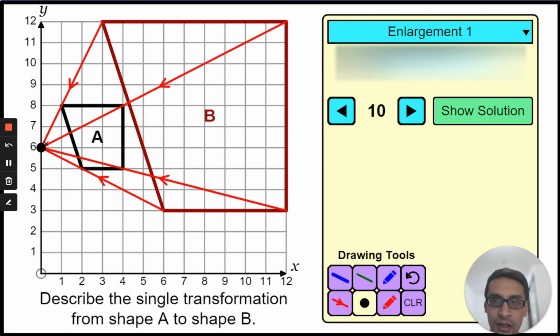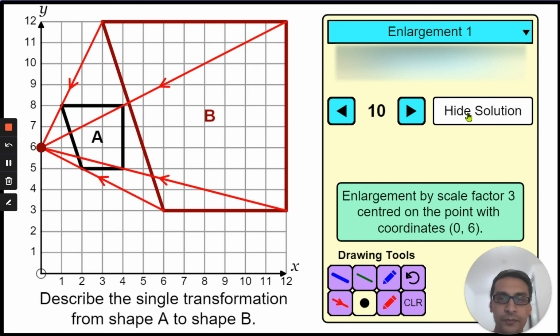Now your answer has to have 3 parts. You have to say it's an enlargement, you have to say what the scale factor is. So the scale factor goes, the length here, we're going from A to B, remember, so it goes from 2 to 1, 2, 3, 4, 5, 6. So the scale factor is 3, it's 3 times bigger, and the center of enlargement is 0, 6. So there's your solution written out. You must mention all of those things.